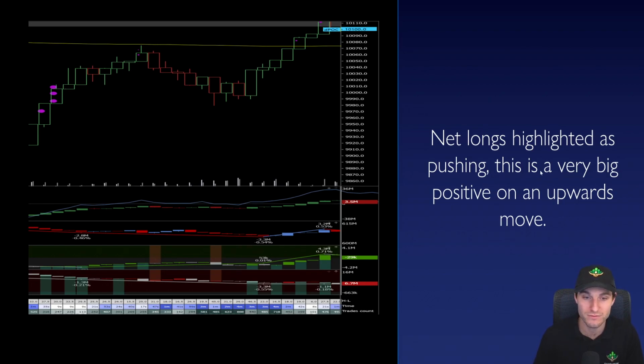This is a very big positive on an upwards move. If you are getting the upwards move, then you are going to want to see that upwards move supported by net longs pushing. That is a very big positive. If you are seeing upwards moves and you do not see any of the pushing green bar highlighted, then that's not a good sign. Basically, you really want to see the move up supported by aggressive longs pushing.